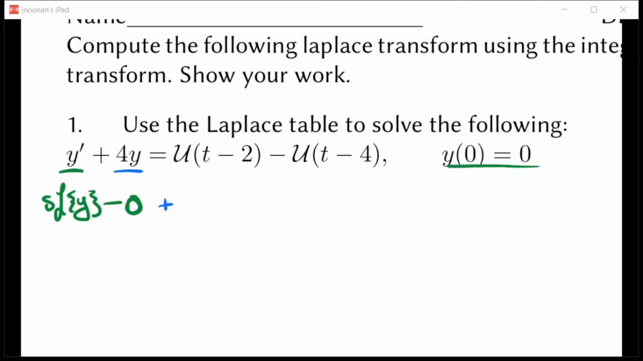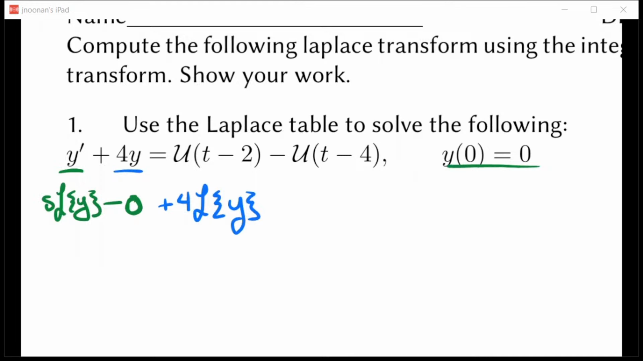What do you think, Darren? Just 4 times the Laplace transform of y of t. Yeah, technically I should be writing it as a function of t, but I'm too lazy to do that, so I'm just going to write it like this.